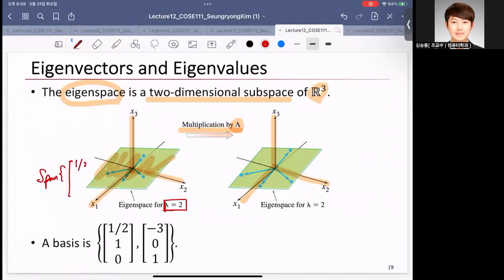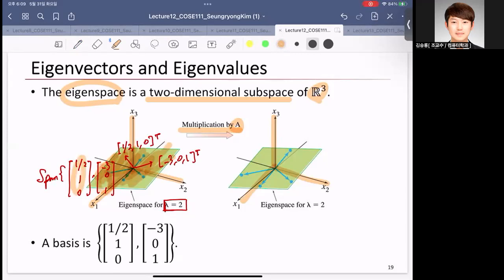1/2, 1, 0, and -3, 0, 1. So maybe two vectors: 1/2, 1, 0, and -3, 0, 1. Then this eigenspace is going to be the plane spanned by these two basis vectors.